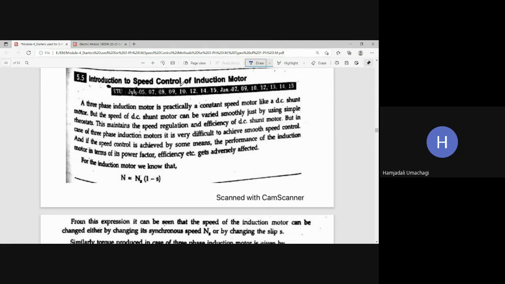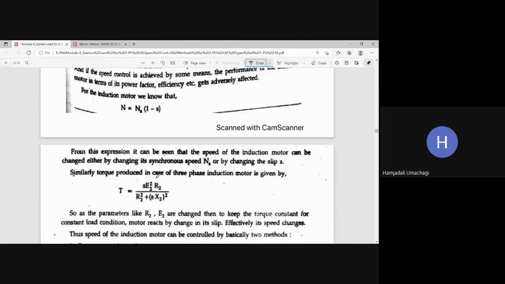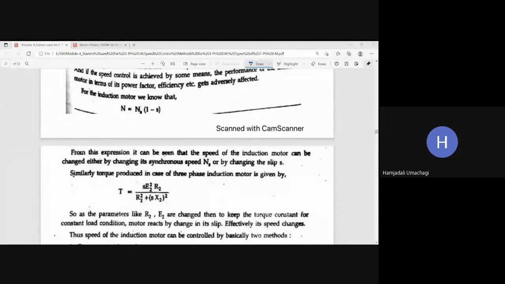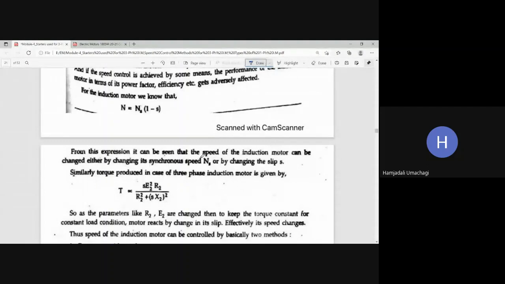Now let us see how to control the speed of three-phase induction motor using the formula here. For the three-phase induction motor, we know that N is equal to Ns into (1 minus S), where Ns is the synchronous speed and S is the slip. From this expression it can be seen that the speed of the induction motor can be changed by changing the synchronous speed Ns or by changing the slip S. So we can control the speed of the induction motor N by changing the synchronous speed Ns or slip.